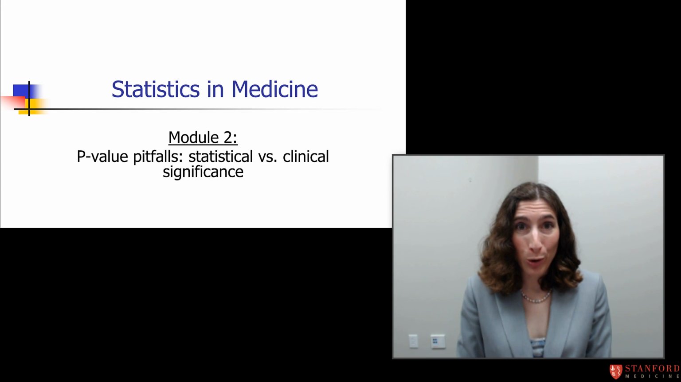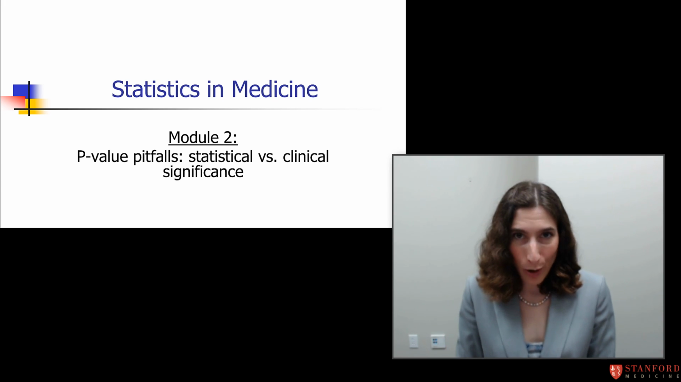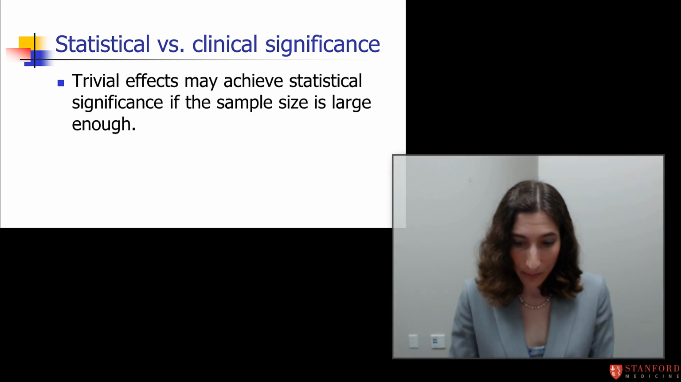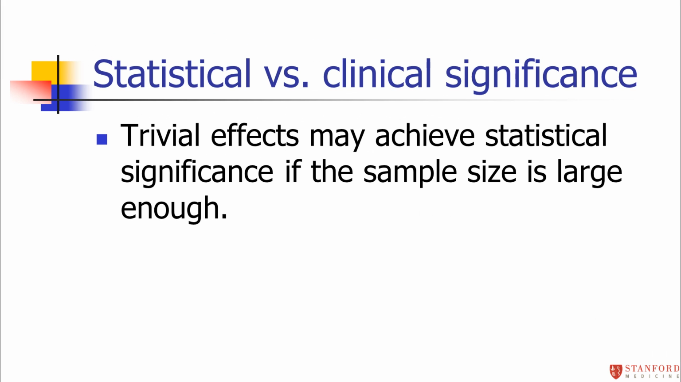In the next 5 modules, I'm going to go over some specific pitfalls of p-values. I'll start with something called statistical significance versus clinical significance. Many people don't realize, but it turns out you can get highly statistically significant results, that is very, very, very small p-values, even if you have really tiny trivial effect sizes.